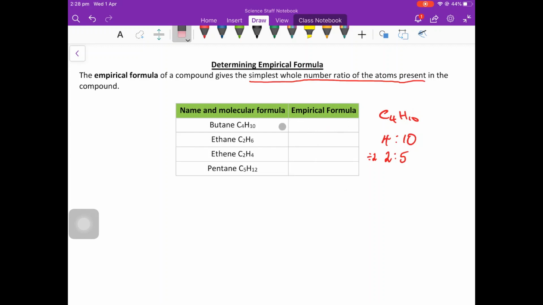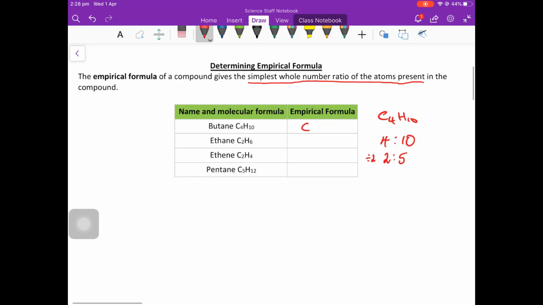So what's the empirical formula of butane then? Well, over here we worked out that the simplest ratio is 2 carbons to every 5 hydrogens. So I'll go back over to my little box. I'll write it in as C2H5. And there's the correct empirical formula for butane.